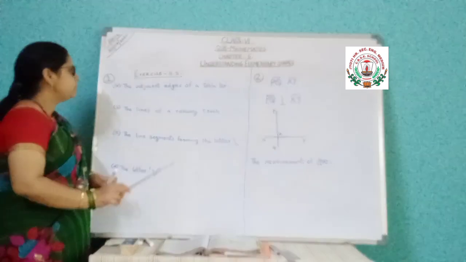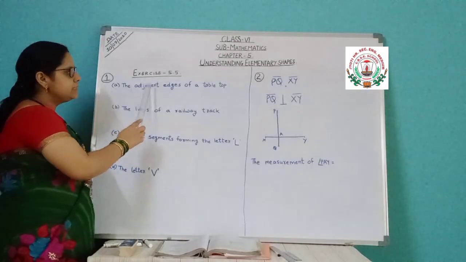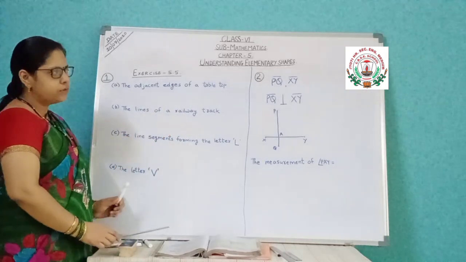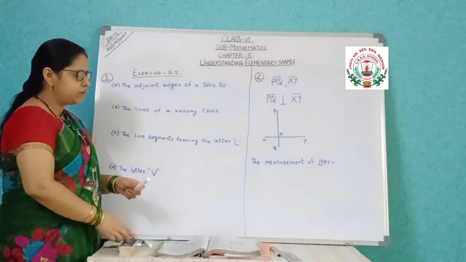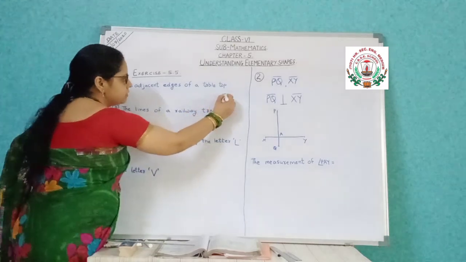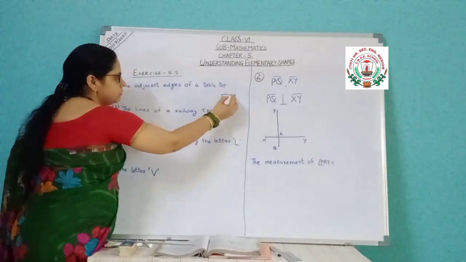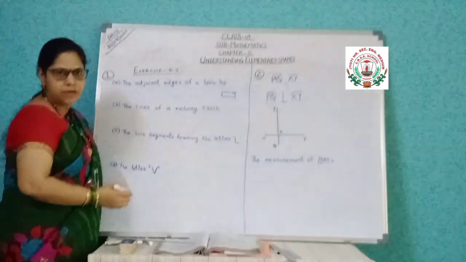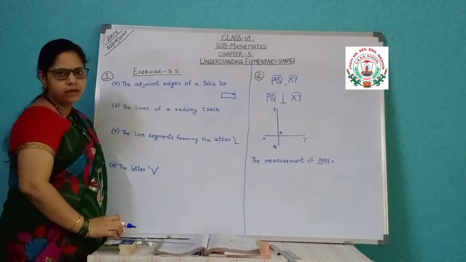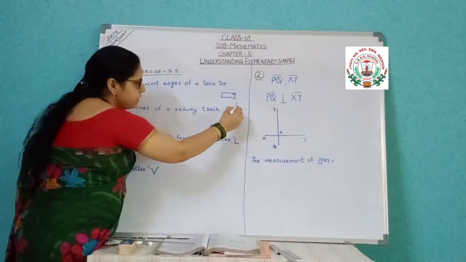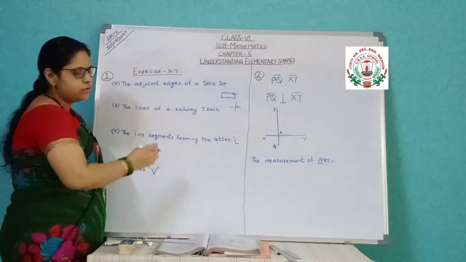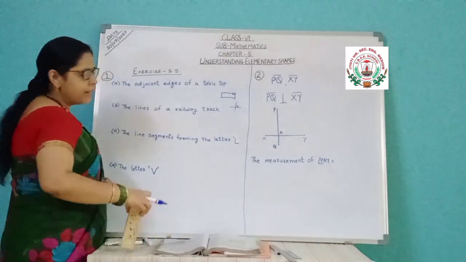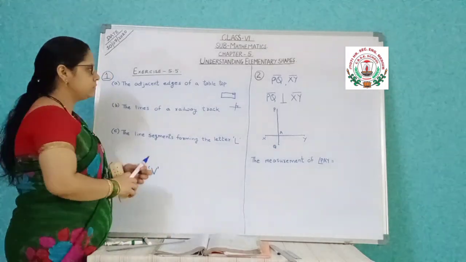Suppose the first question: the adjacent edges of a tabletop. Table everyone knows. So the top of the table is forming like this. This is the corner of the table. So it is forming a 90-degree angle, just like this, perpendicular. So is it forming perpendicular lines? Yes, it is forming. So you will write here yes or no along with the reasons also.